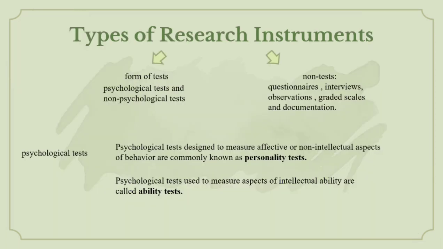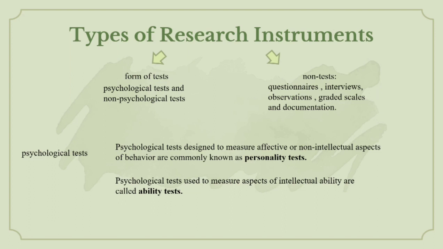And next is types of research instrument. Instruments in research are divided into two forms. The first is the form of a test and the second is a non-test. In the form of a test, there are the psychological test and non-psychological test. And the non-test includes questionnaires, interviews, observation, graded scales, and documentation.